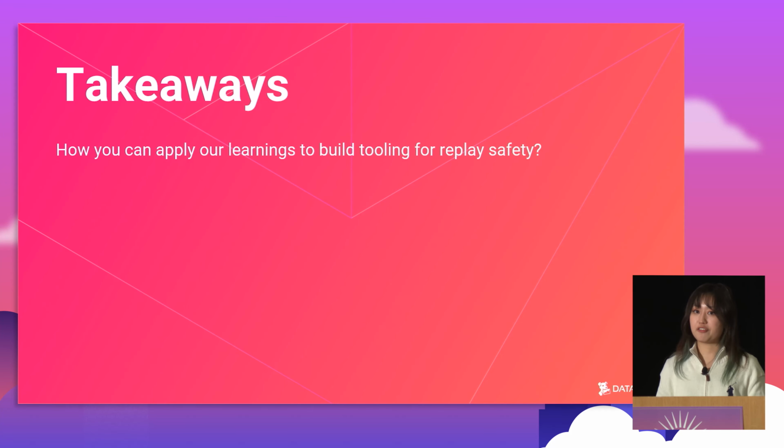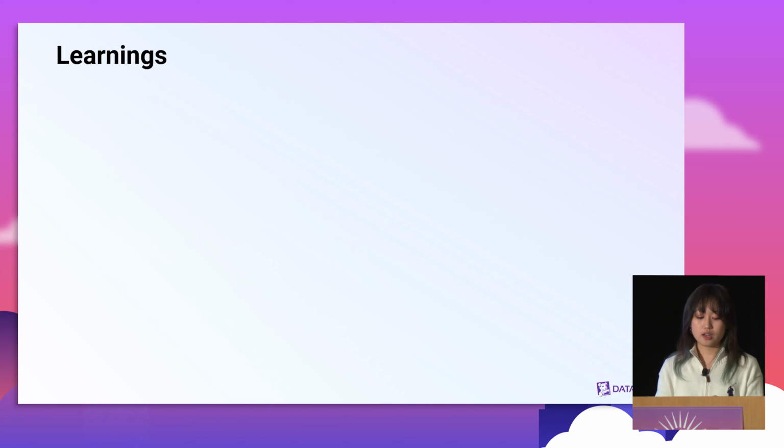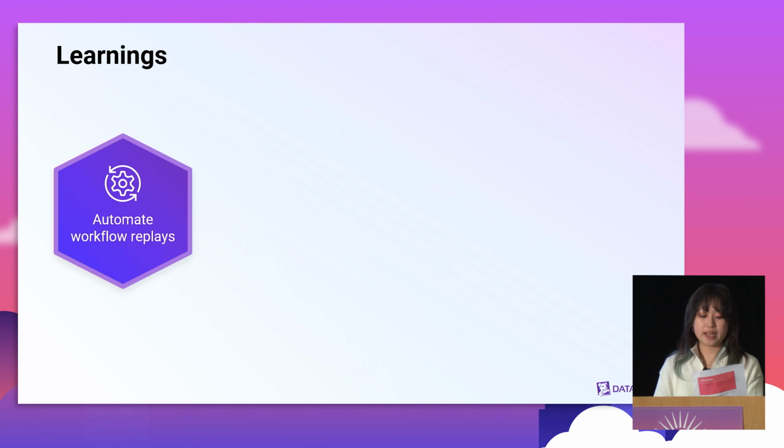So after everything covered today, what were our main learnings, and how can some of these be helpful for you to hopefully take away? We found that automating workflow replays to detect breaking changes has been really effective in getting users to discover breaking changes earlier on. We've also noticed more questions around debugging breaking changes and fewer replay-related incidents, which potentially suggests that our tooling has helped.